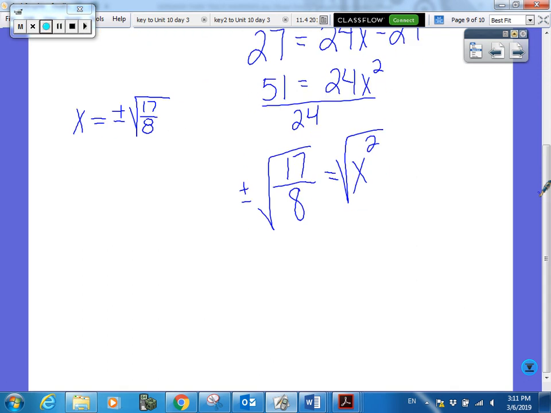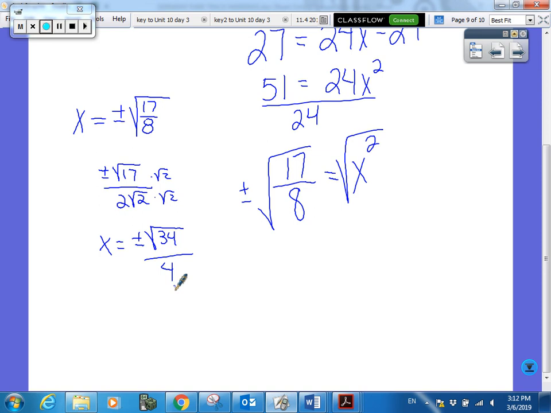Now some of you like to rationalize. You do not have to rationalize, but if you do, plus or minus root 17, I'm going to change that 8 to 2 root 2 just so I don't have such big numbers if I want to rationalize. Multiply by root 2, multiply by root 2. I get x equals plus or minus root 34 over 4. Either one is okay. Don't want to rationalize? You don't have to. You want to rationalize? You can.